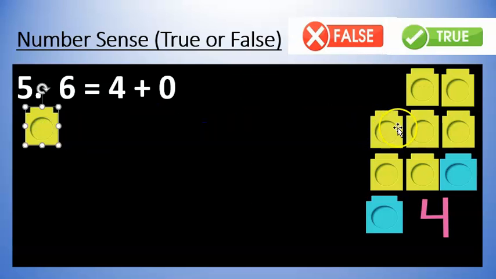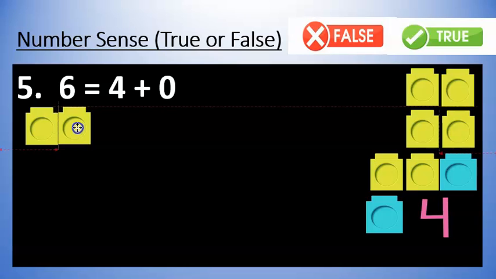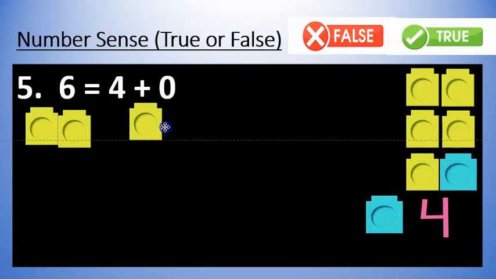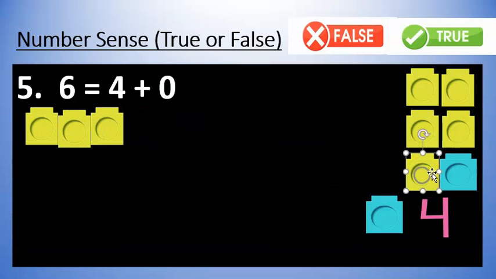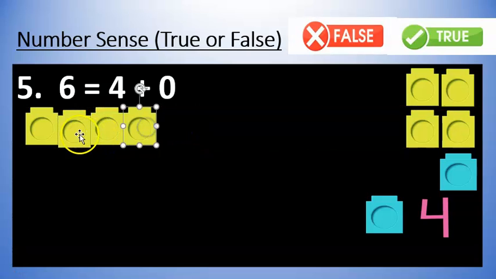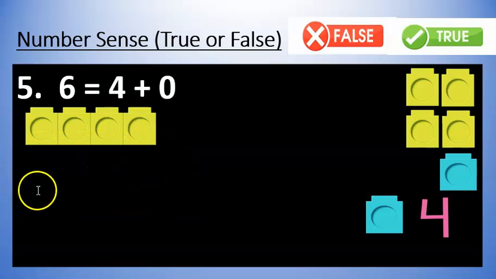Count with me. 1, 2, 3, 4. Okay, so we have 4 linking cubes there that represent that 4. Now, boys and girls, what number is this? 0. So, boys and girls, does Mr. Begay put any cubes down here?